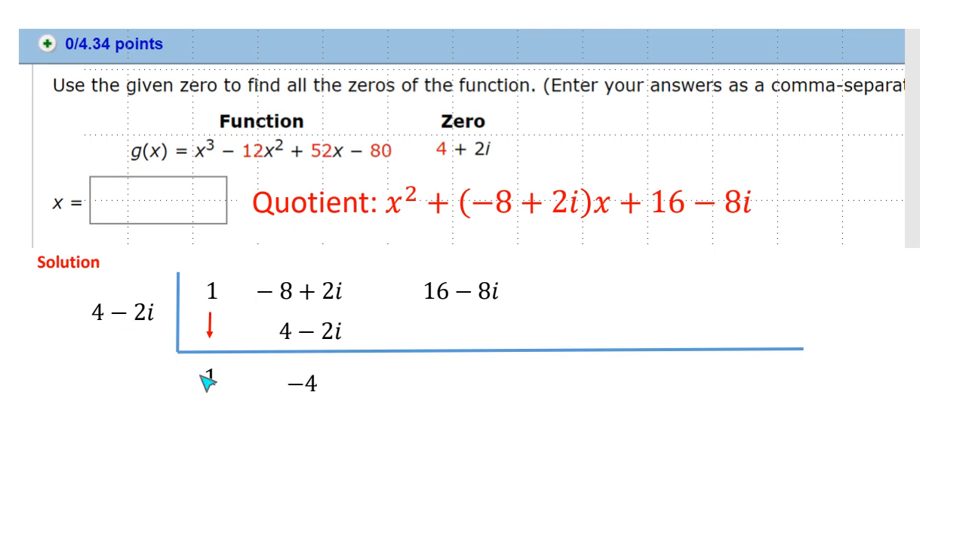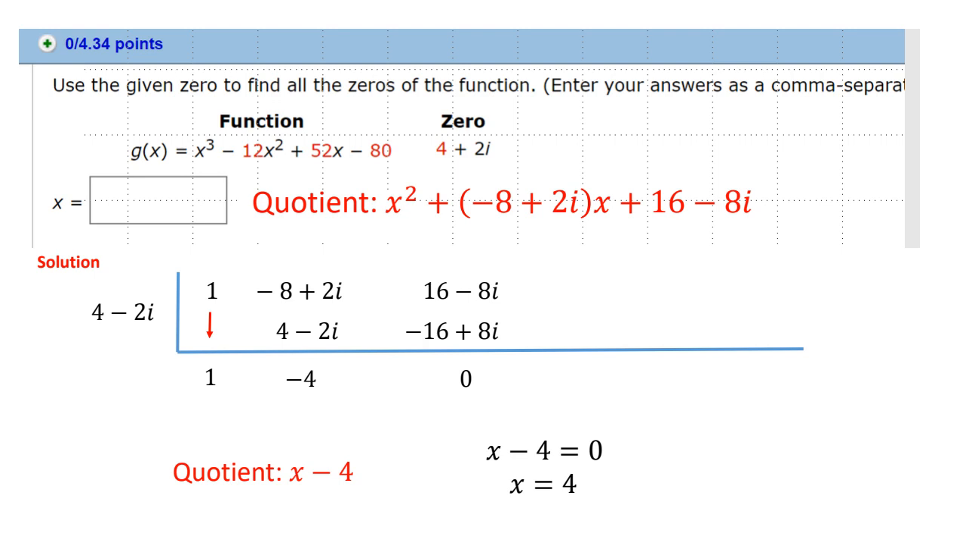And 4 minus 2i times 1 is right here. -8 plus 4 is -4. My imaginary numbers will cancel here. And then -4 times 4 minus 2i is -16 plus 8i. So this is going to be canceled. So we get 0. So the only thing we have left is our quotient now is going to be x minus 4. And we can set that equal to 0. So x is equal to 4.